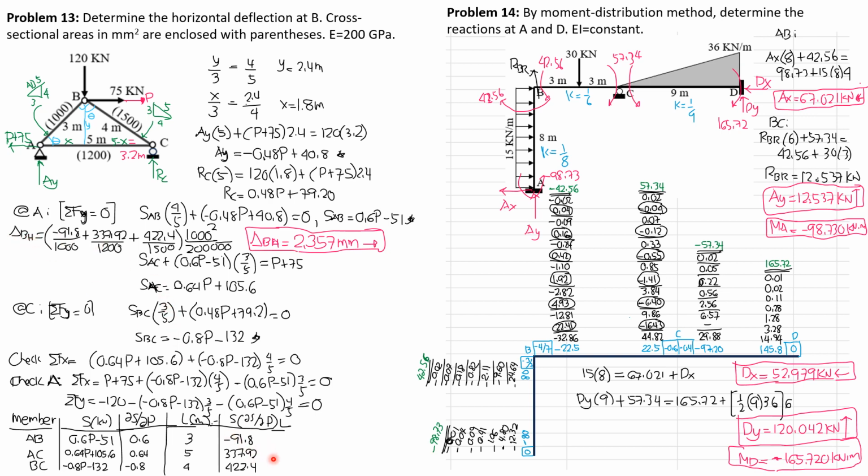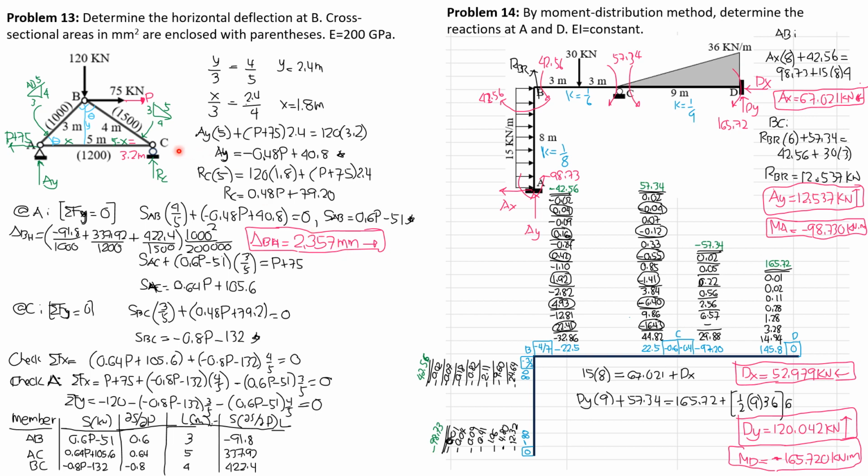Delta BH is negative 91.8. This is member AB, and the area of AB is 1000, so we divide by 1000. This is the common factor to make the units mm, 1000 squared over E, 200,000 megapascals. Then for AC, 337.92, the area of AC is 1200. Then for BC, 422.4, the area is 1500. So calculating, delta BH is 2.357 mm.